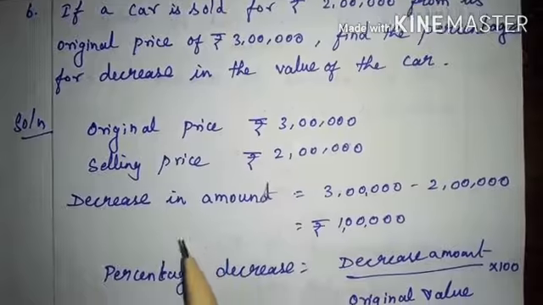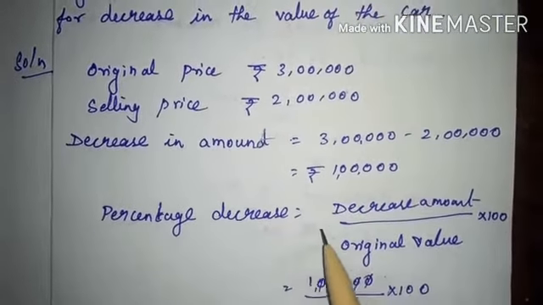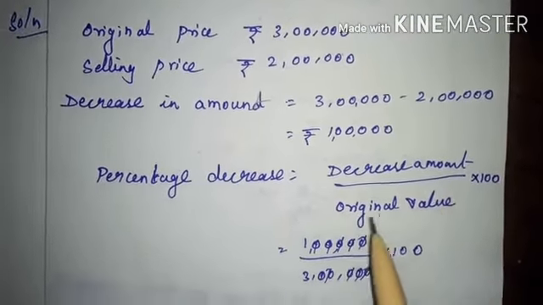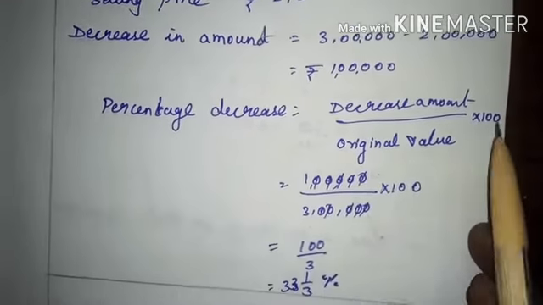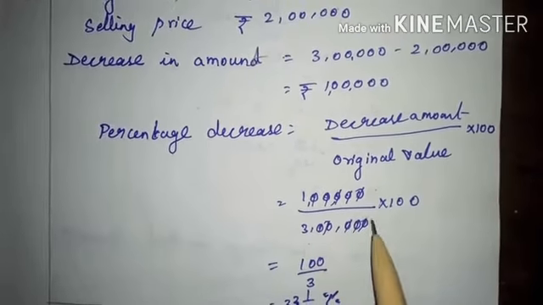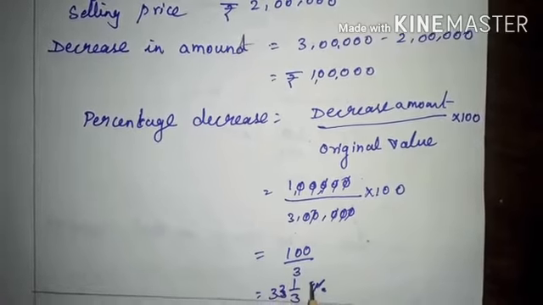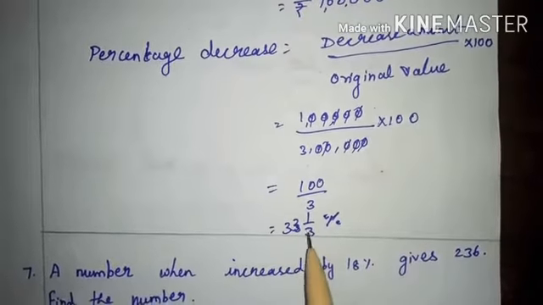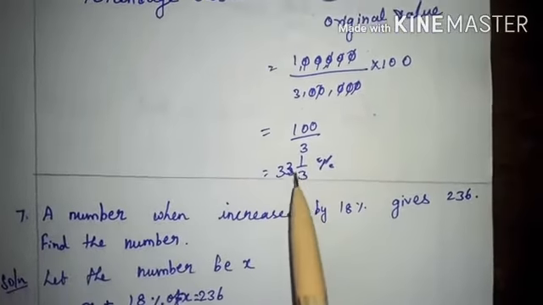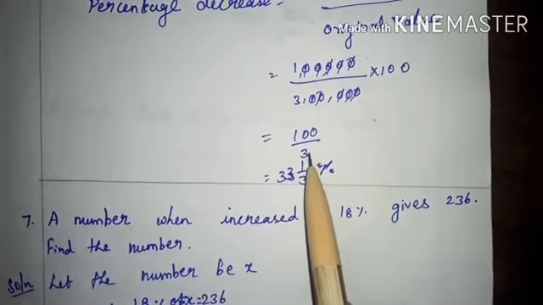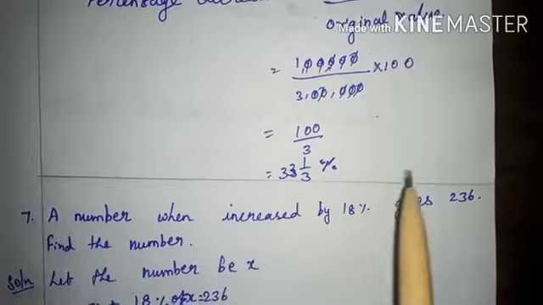To find the percentage for this decrease, you have to find the decrease amount by original value into 100. That is 1 lakh by 3 lakh into 100. After cancelling the zeros, we get 100 by 3. When we divide 100 by 3, we get 33 1 by 3%.